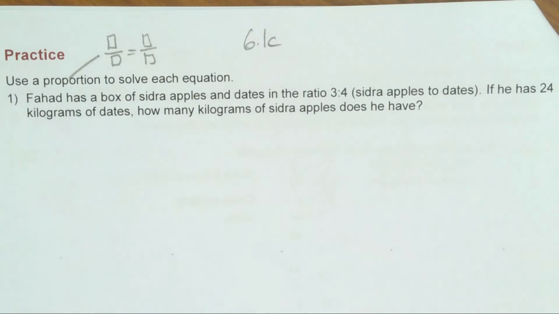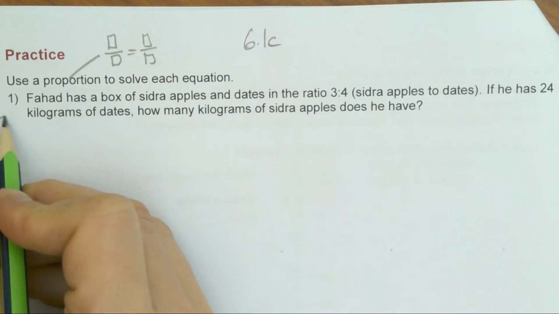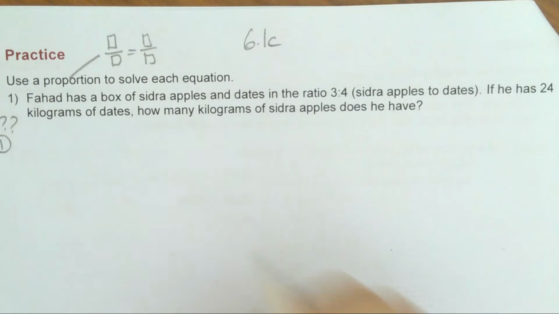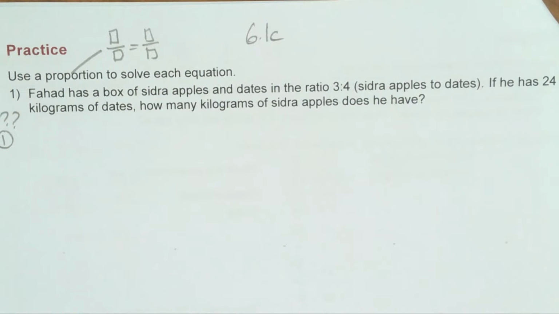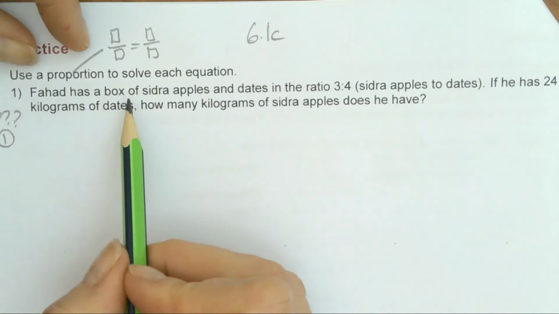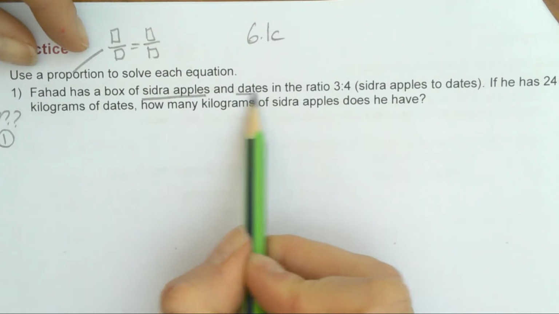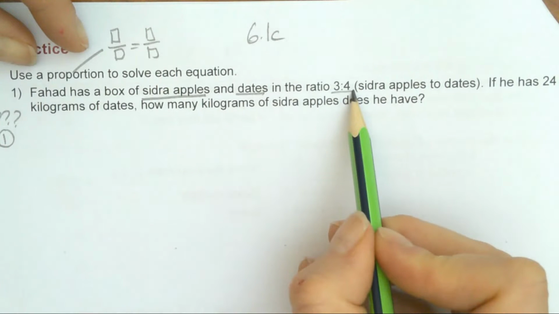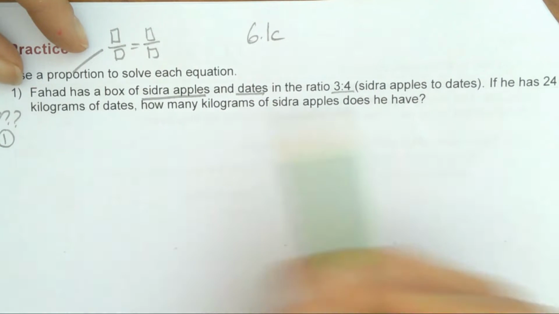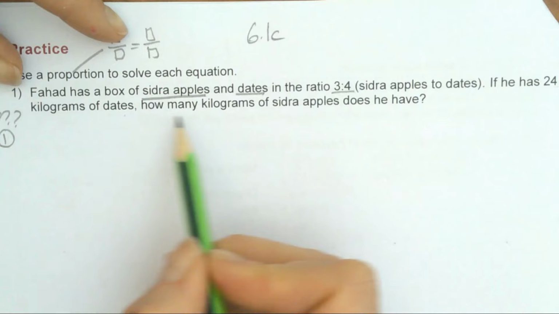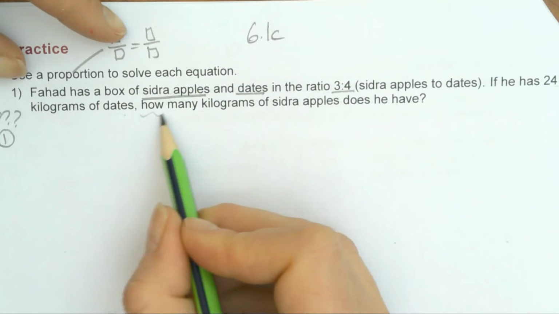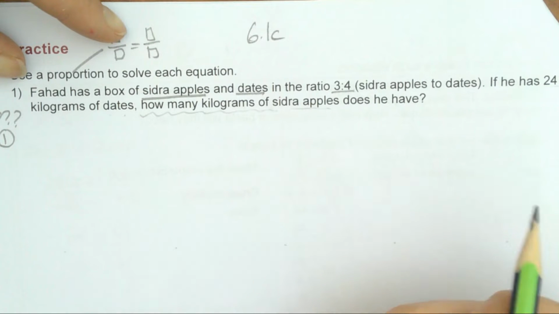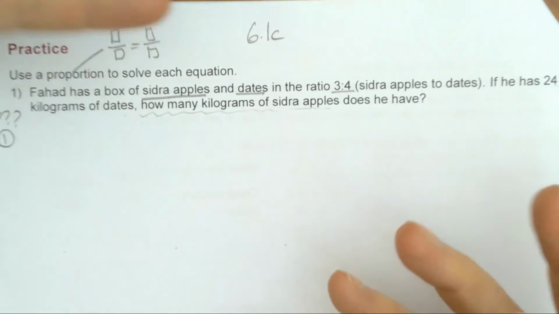So in order to solve these problems, we have 4 steps. Step 1. We have to figure out what is the question asking for. Okay? So, it says Fahad has a box of Sidra apples and dates in the ratio of 3 to 4. If he has 24 kilograms of dates, how many kilograms of Sidra apples does he have? So it's saying, how many kilograms of Sidra apples does he have? We don't know. That's what we have to find.